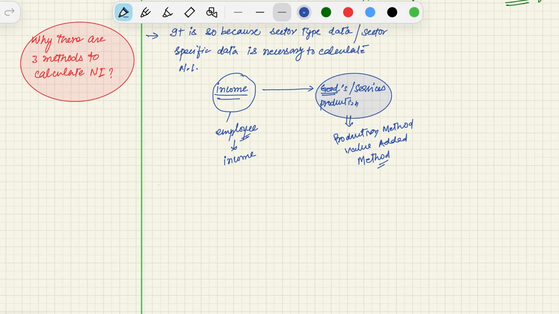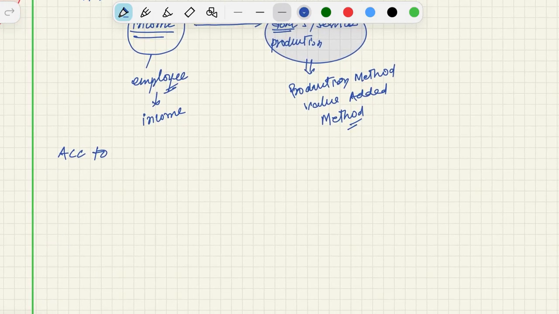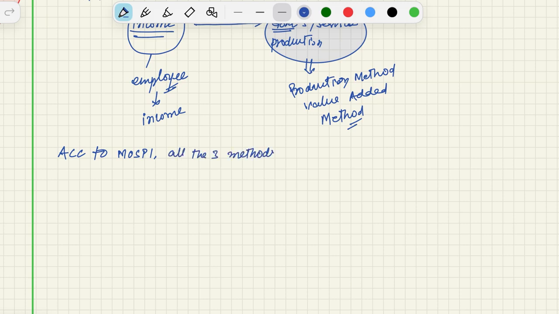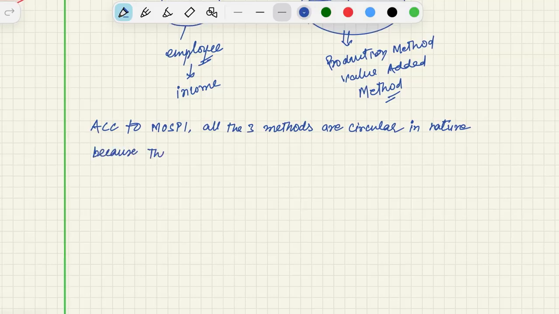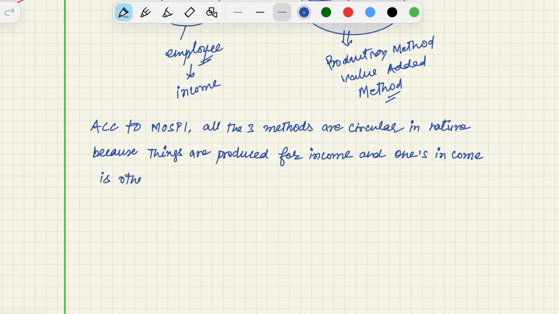Again I'm writing here, according to MOSPI, the Ministry of Statistics and Programme Implementation, all the three methods are circular in nature, because things are produced for income, and one's income is others' expenditure.